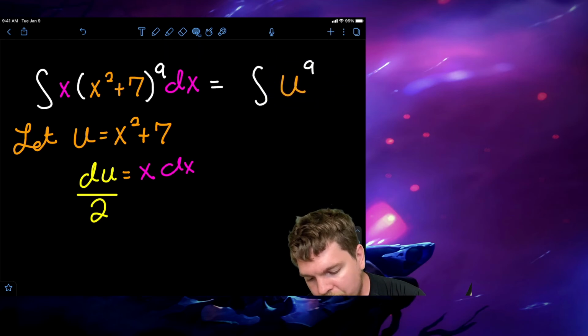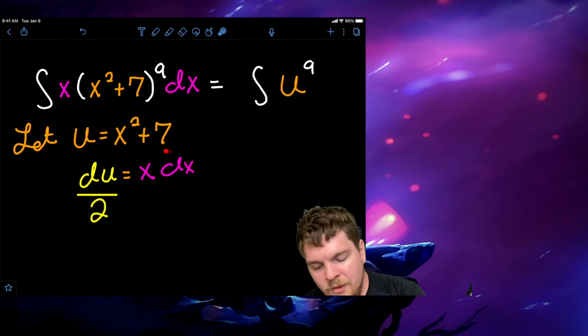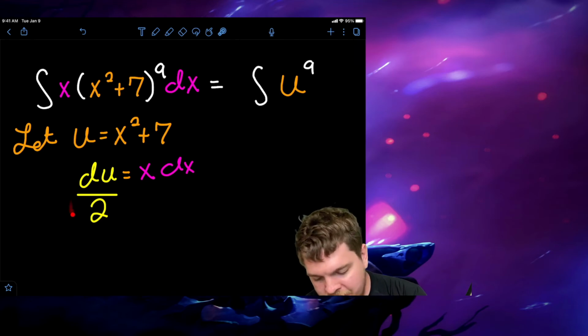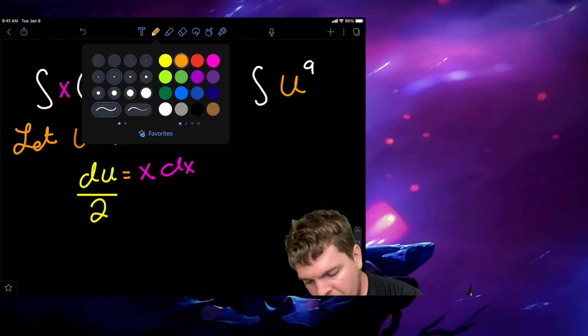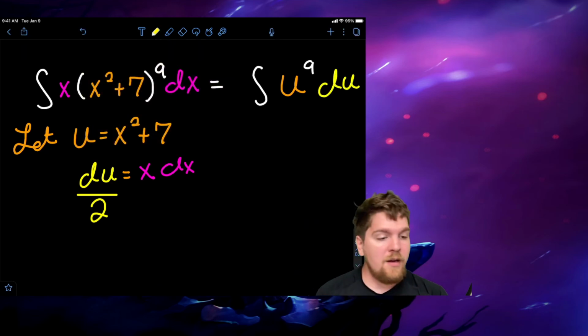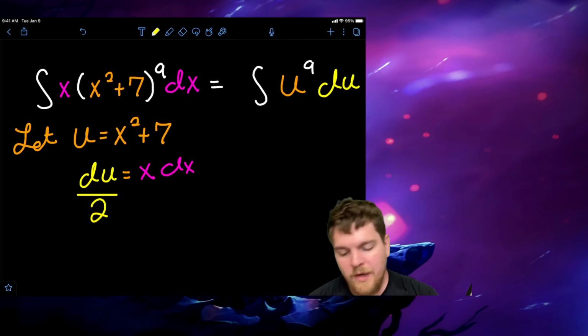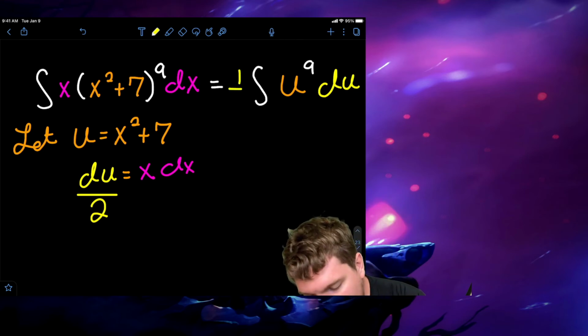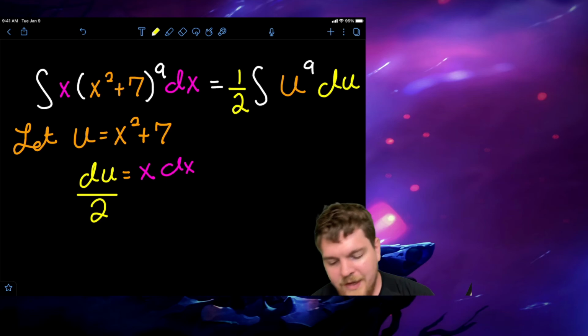Now what else is there? Well, there's also this x dx. Well, I'm going to replace x dx with du divided by 2. I'm going to write the du to the right of my integral symbol, and I'm going to write the over 2 out in front of my integral as a 1/2. Right?